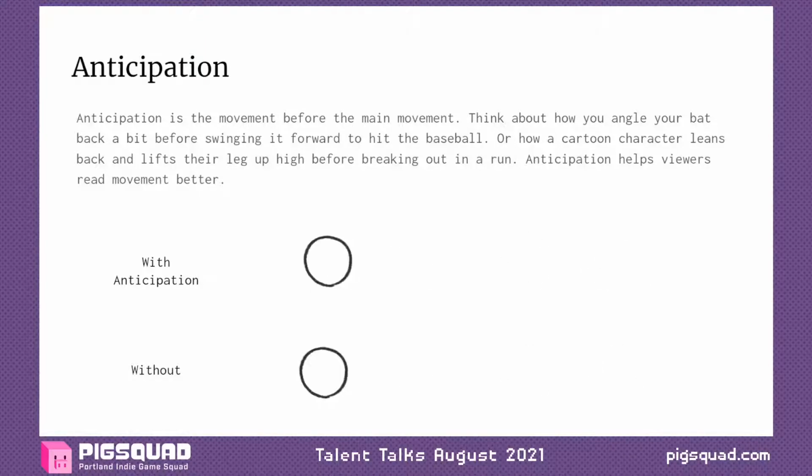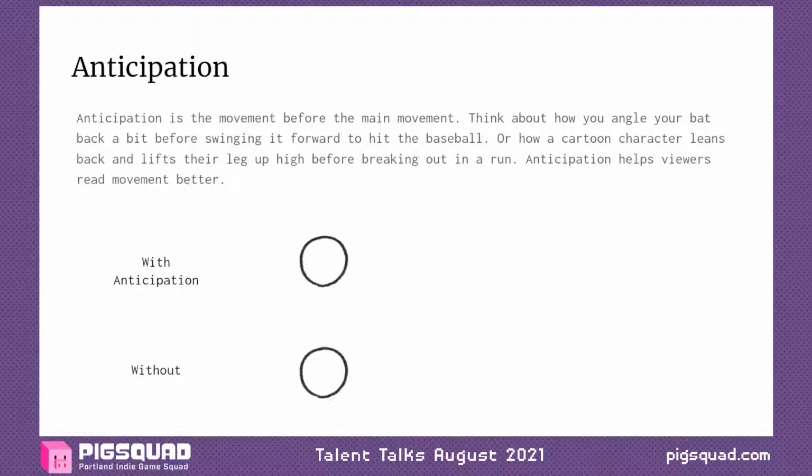Cool. And then the next basic is called anticipation. Anticipation is the movement before the main movement. Think about how you angle your bat back a bit before swinging it forward to hit a baseball, or how a cartoon character leans back and lifts their leg up really high before breaking out in a run. So anticipation helps the viewers read movement a little bit better.